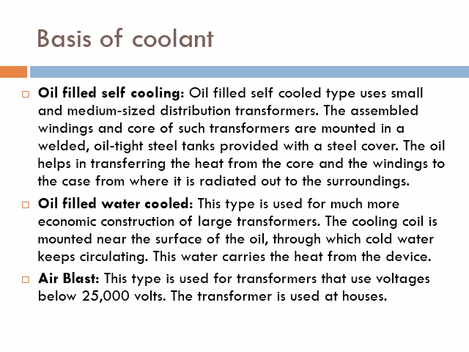Next, the oil-filled water-cooled transformer. This type is used for much more economic construction of very large transformers. The cooling coil is mounted near the surface of the oil, through which cold water keeps circulating. This water carries the heat away from the device. So this is the oil-filled water cooling transformer. Next is the air blast. This type is used for transformers with a voltage below 25,000 volts, mainly used in houses. So this is based upon the coolant materials used.